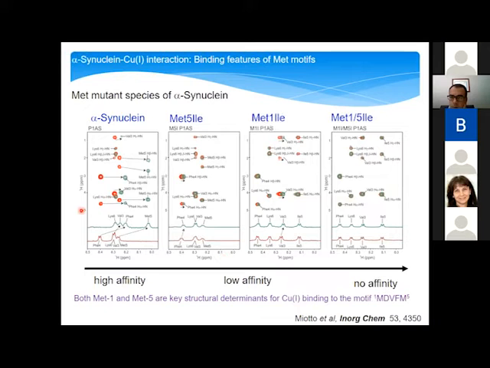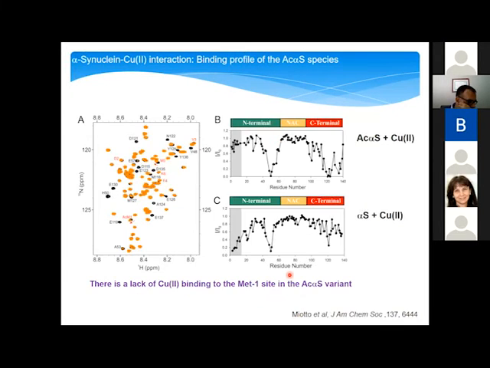We then combined this study with different peptides in which the methionines were replaced by isoleucine, and the replacement of both methionines gave rise to a lack of interaction of copper with the peptide. So it means that both methionines at position 1 and 5 are key for the binding of copper 1 to the protein.